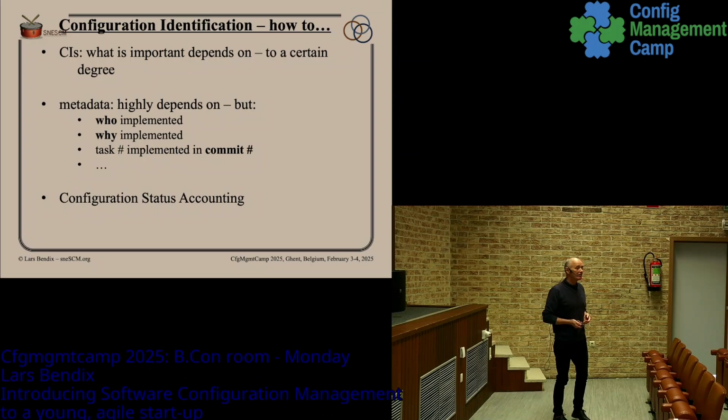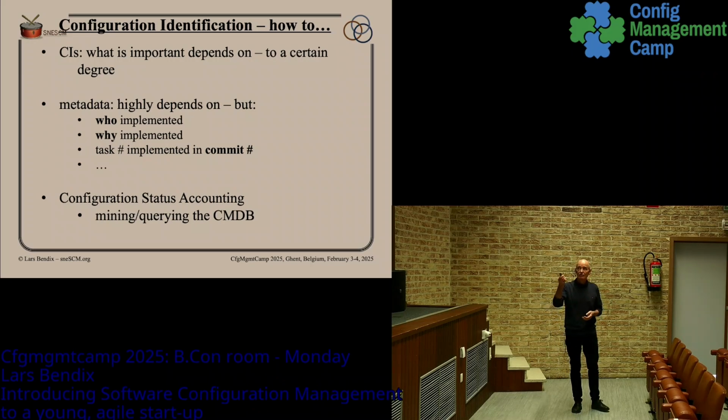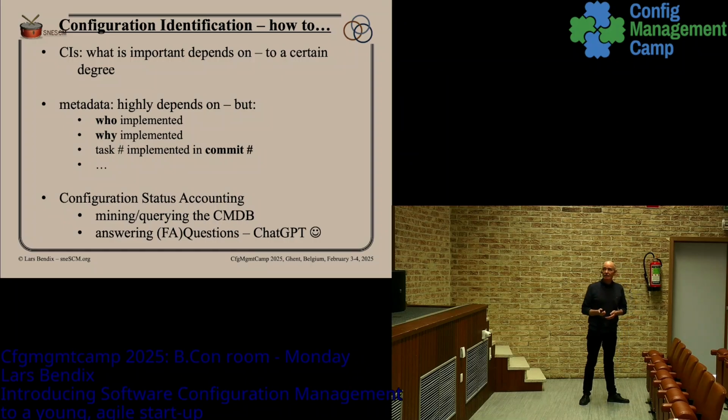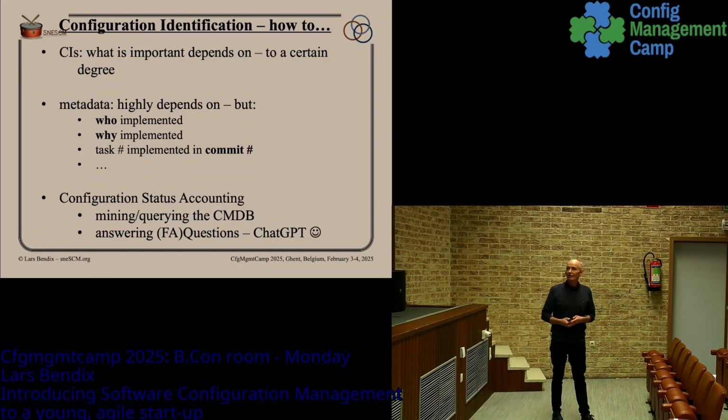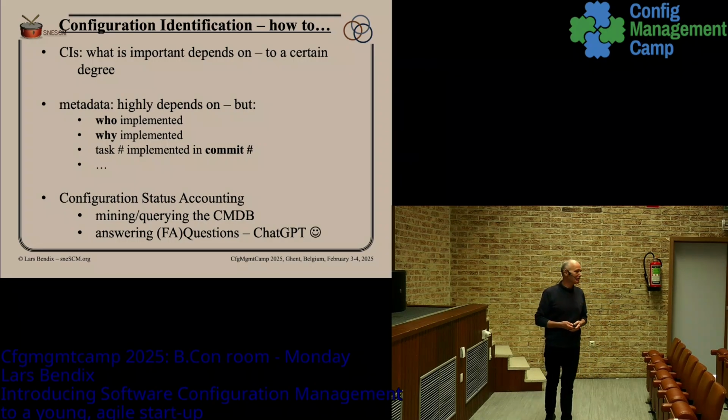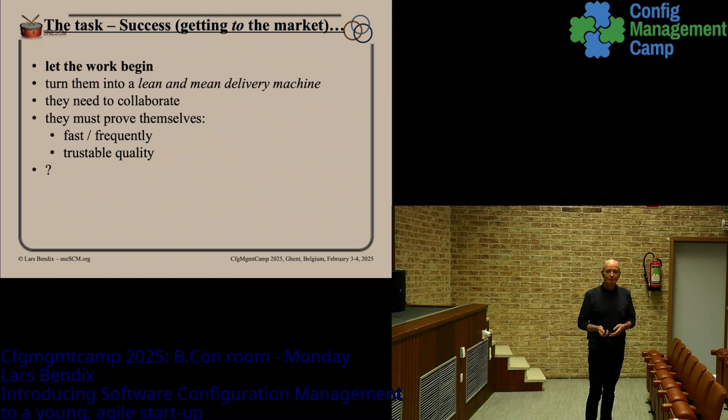So configuration status accounting is sort of mining or querying the database, and it's answering frequently asked questions. So questions that are frequently asked, we should have support for making it easy to get the answer. And maybe it's our variant of ChatGPT or Copilot or whatever you're using of these generative AI tools.